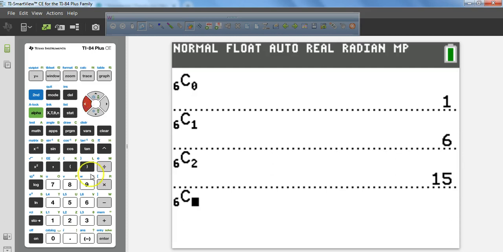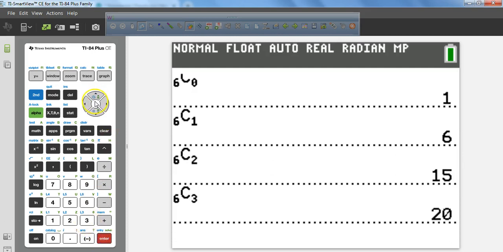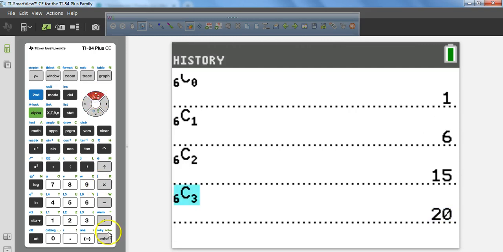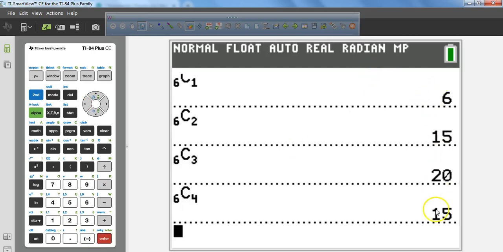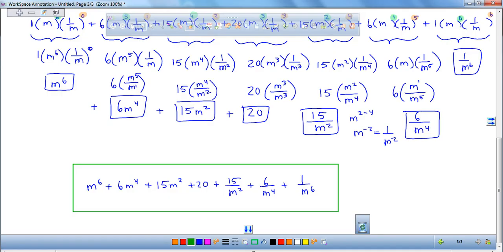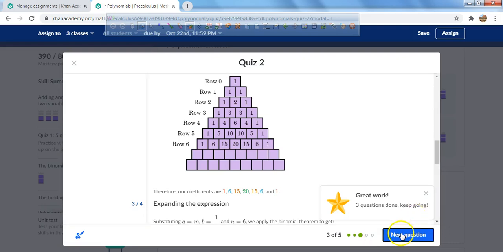So if you ever want to find it quickly without having to use Pascal's triangle, you can use this method to find the coefficients that you need. Hopefully you see the pattern, right? 1, 6, 15, 20, 15, just like we found here. 1, 6, 15, 20, 15. All right, so there we go. On to the next question.